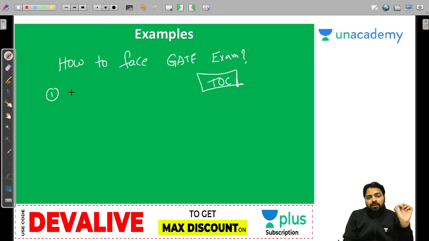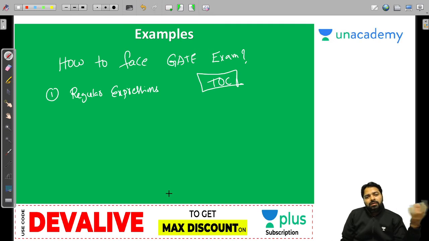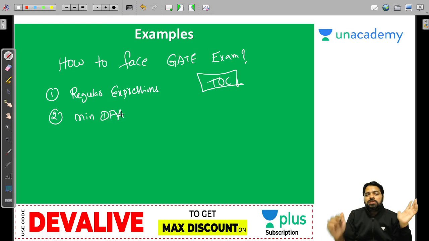And be good at regular expressions. Regular expressions are very, very important, because for every regular language infinite answers are there, so they could frame any regular expression in the exam. Second, focus on minimum DFA. Practice as many as possible. Construct random minimum DFAs for standard problems, but that should be done within 2 or 3 minutes. If any minimum DFA takes 10 minutes, 20 minutes, we don't prefer that.